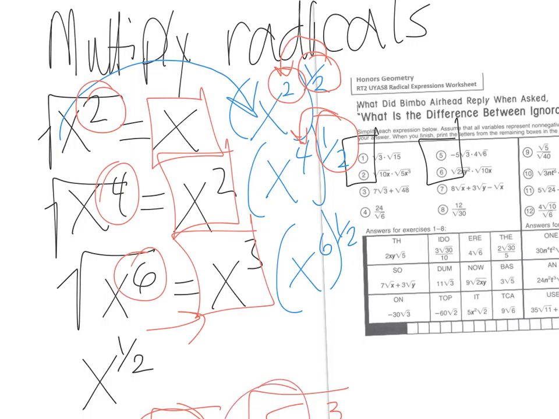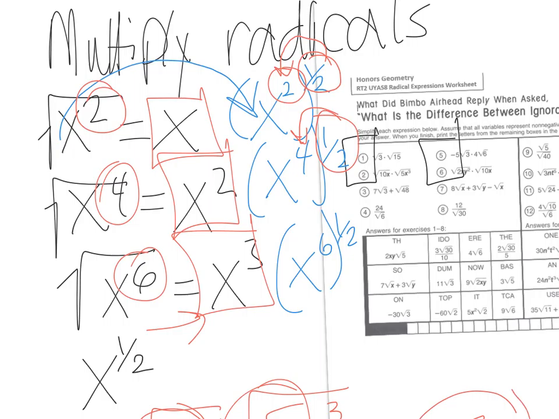Square root of 10 times square root of 5 is square root of 50. Square root of x to the first times square root of x to the third is square root of x to the fourth. Let's look at these in two separate radicals. Let's look at square root of 50 and square root of x to the fourth. Square root of 50, you can find a perfect square that divides into it. That would be square root of 25 times the square root of 2.